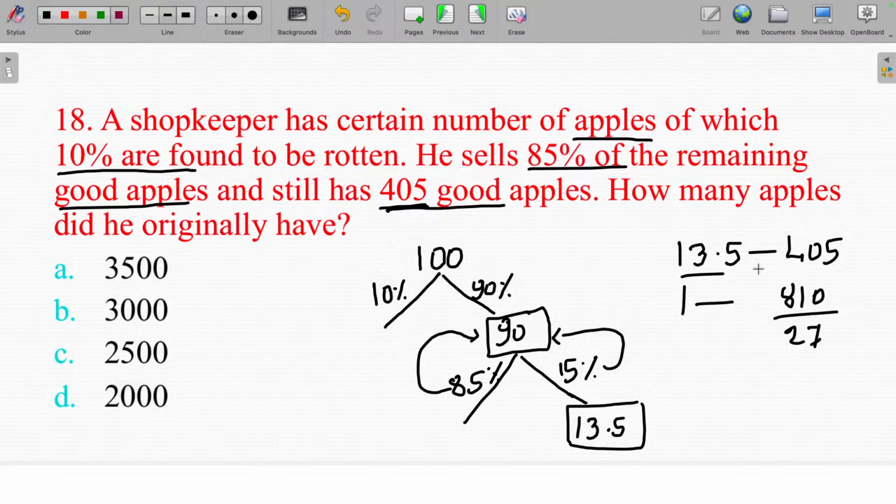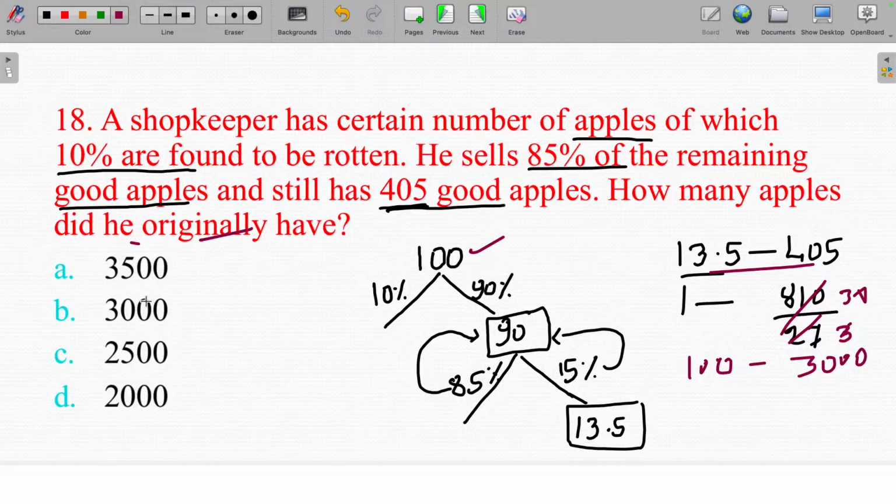Now 9 threes are 27, so 27 threes, that will be 81. One part is equal to 30. How many apples did he have originally? Originally means 100 parts. One part is equal to 30, so 100 parts is equal to 3000. Is it clear? Yes, sir. That will be your answer.